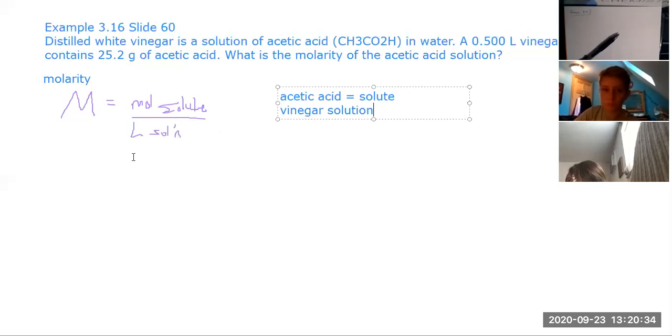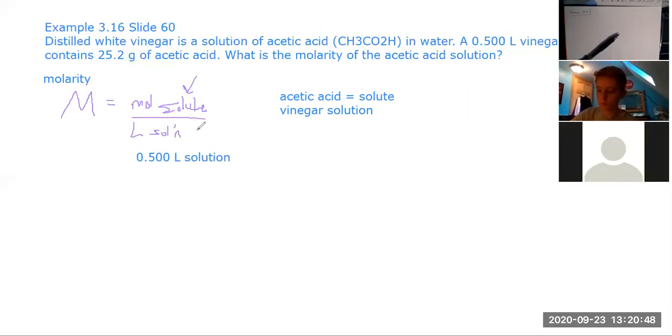And the liters of the solution is easy because it tells us that right in the problem: 0.500 liter solution. But the problem that we're going to have to work with is how to solve for moles of solute. We're only given one bit of information to work with, and that's the fact that we have 25.2 grams of acetic acid. I'm just going to start using the formula right here, CH3CO2H, that's acetic acid. And I have to take that grams and convert it to moles.